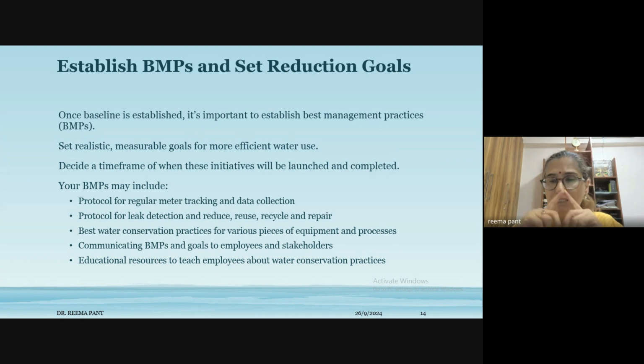I have to decide a time frame within which I am going to reduce my water bills. Okay. So I'll start doing my data tracking, if I have not been doing this. Many times we don't do it.